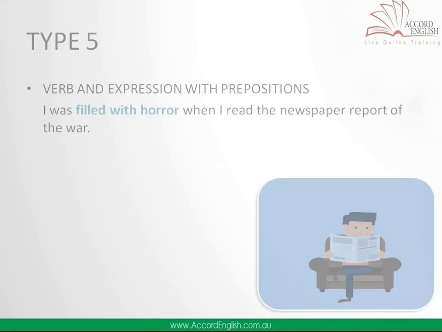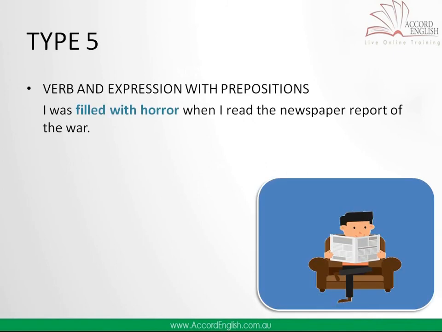The fifth type is verbs and expressions with prepositions. These are rather uncommon, but they are used in many circumstances where there's a need of expressing a little more than usual. As we can see in this sentence, I was filled with horror when I read the newspaper report of the war. So here you have the verb filled with the expression of horror along with the preposition with, which forms this kind of collocation.